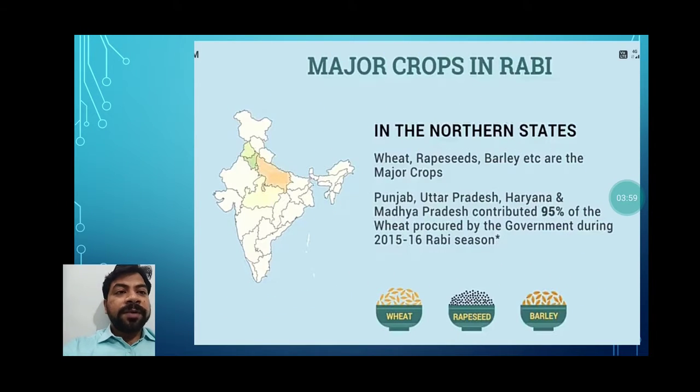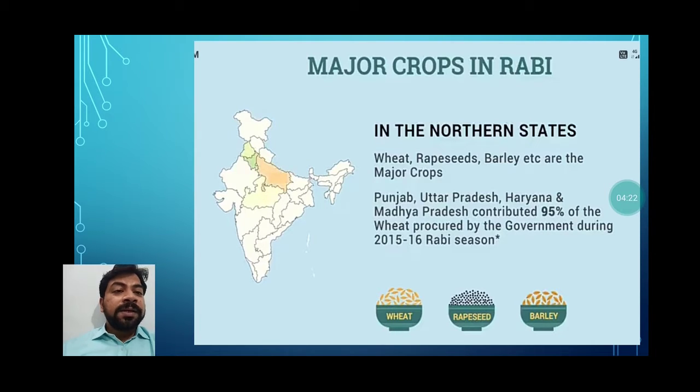The major crops in Rabi in the northern states are wheat, rapeseeds. Rapeseeds are the seeds from which we obtain oil. Barley, etc. are the major crops. Punjab, Uttar Pradesh, Haryana and Madhya Pradesh contributed 95% of the wheat procured by the government during the 2015-16 Rabi season.